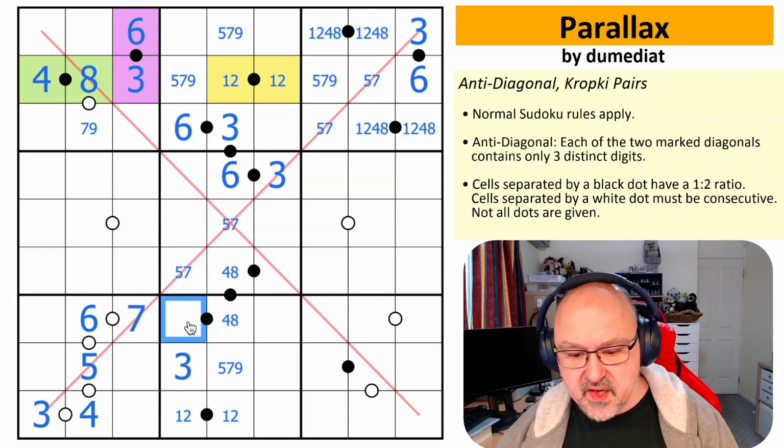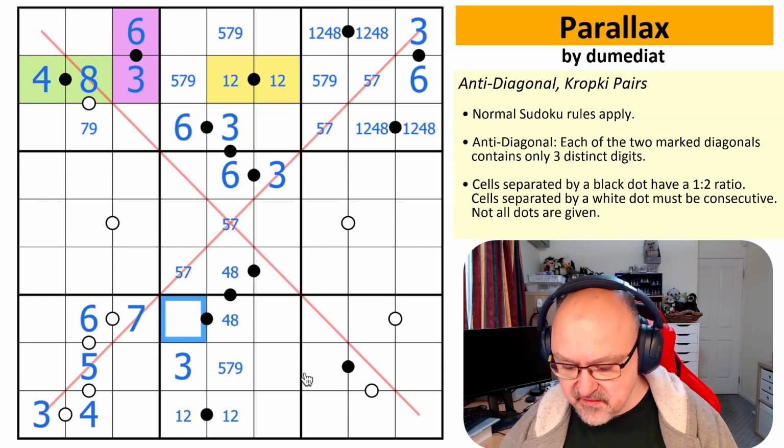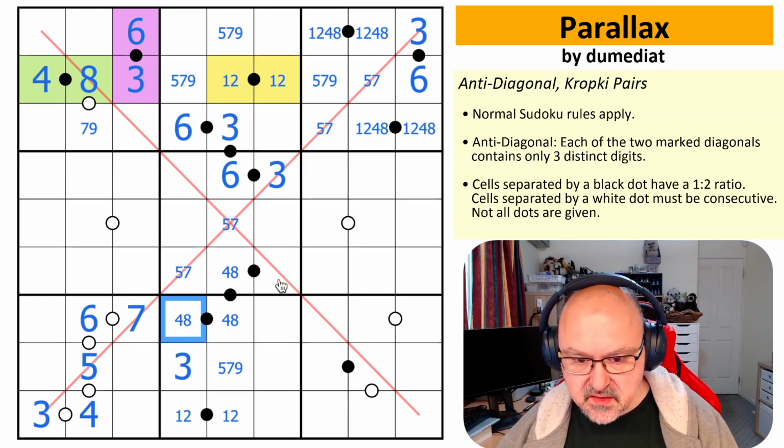This is a 4, 8. Now, this can't be a 2 to go with the 4. So if this is a 4, it has to be an 8 because I can't use 2. And if this is an 8, it's a 4. This is a 4, 8. Now, if this is an 8, this is a 4.